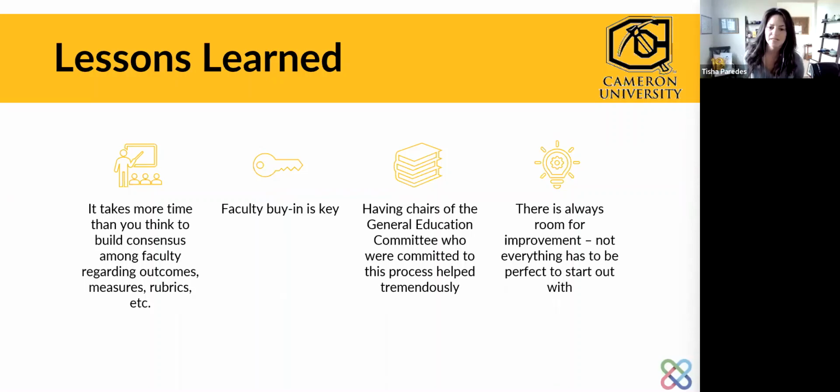Just a couple more here. Can you talk a little bit more about the Institutional Assessment Committee's peer review process? Give us some details about that.